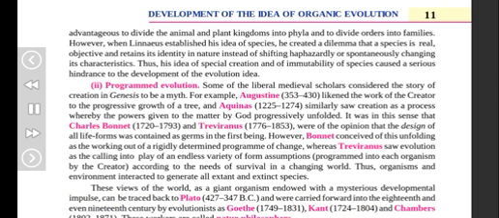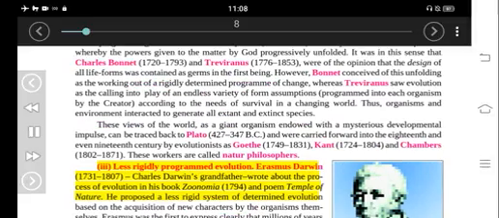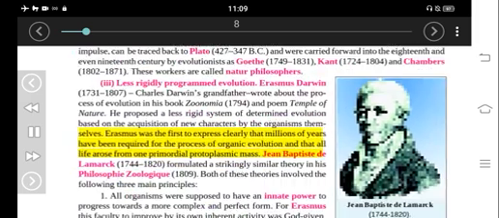Less rigidly programmed evolution. Erasmus Darwin, 1731–1807, Charles Darwin's grandfather, wrote about the process of evolution in his book Zoonomia, 1794, and poem Temple of Nature. He proposed a less rigid system of determined evolution based on the acquisition of new characters by the organisms themselves. Erasmus was the first to express clearly that millions of years have been required for the process of organic evolution and that all life arose from one primordial protoplasmic mass.